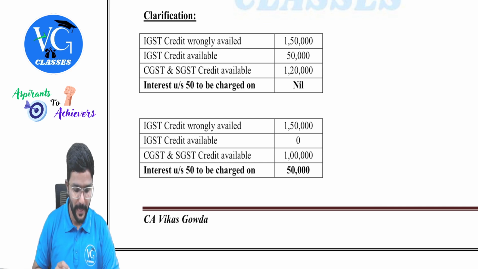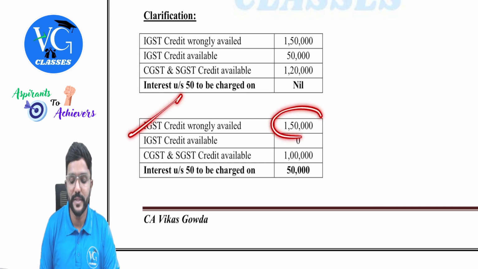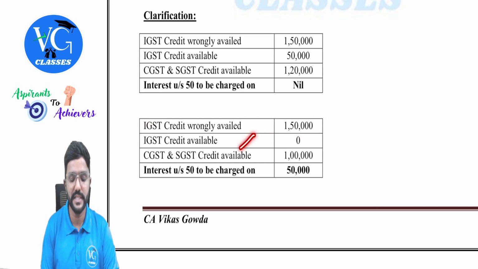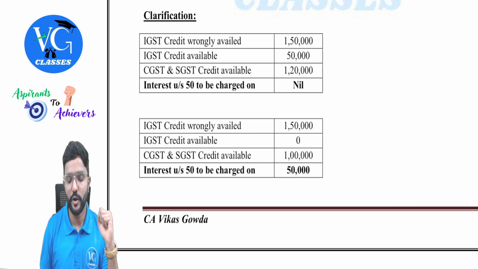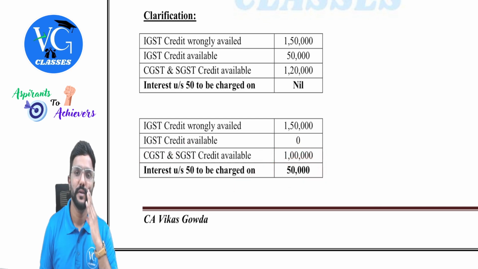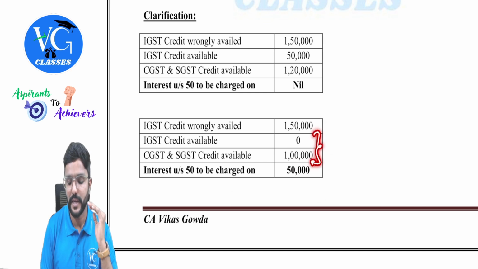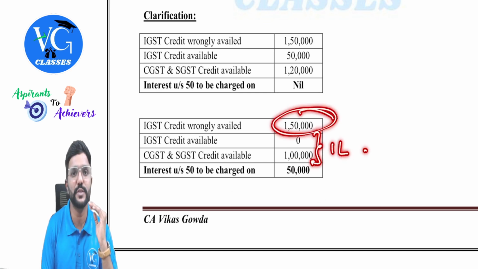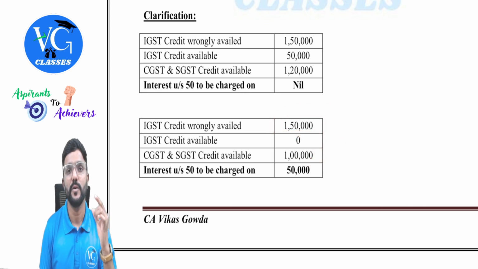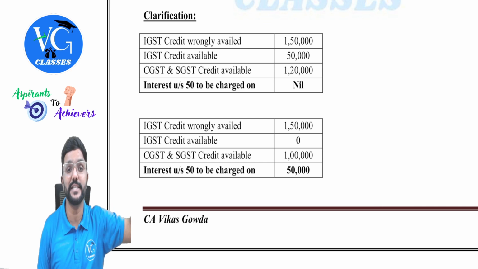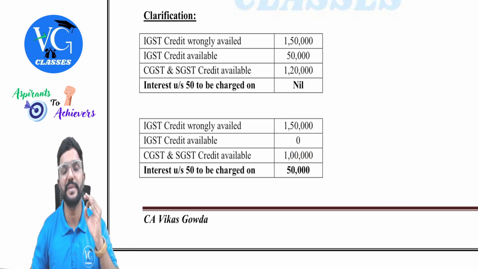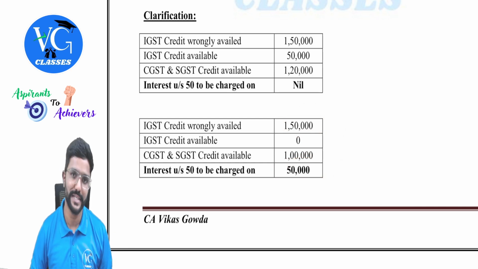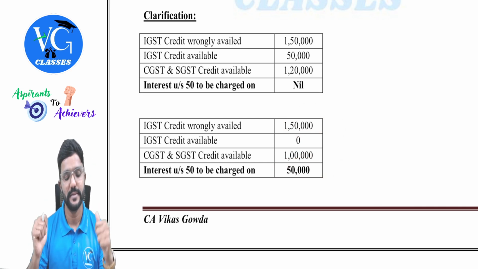Okay, sir. Next, IGST credit wrongly availed, assume is 1,50,000, but there is no IGST credit in my electronic credit ledger, but I have CGST and SGST credit 1 lakh. So interest would be levied on how much amount, guys? 50,000. So in aggregate of both of these, I have only 1 lakh credit, but I have wrongly utilized 1,50,000. So excess over and above what I have in my electronic credit ledger, how much have I utilized? 150 minus 1 lakh. So interest would be charged on 50,000, guys. Is that clear? Yes, sir.